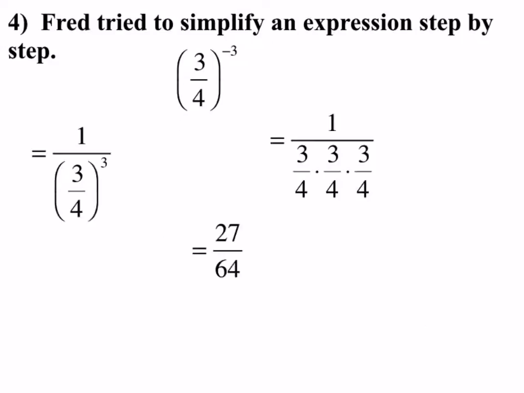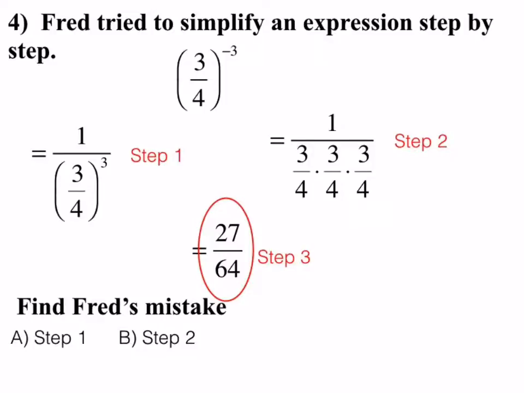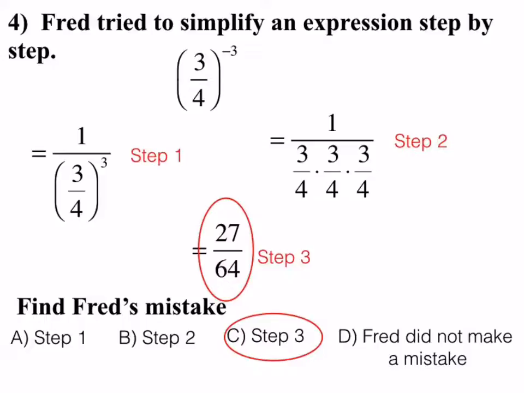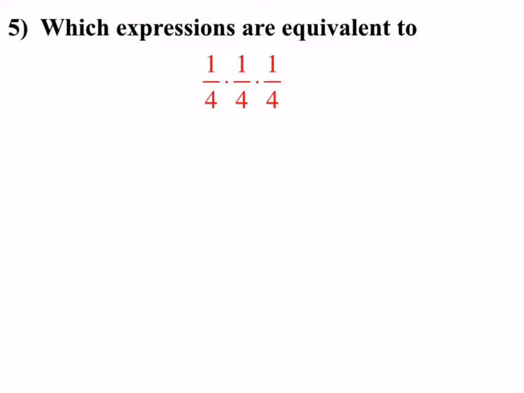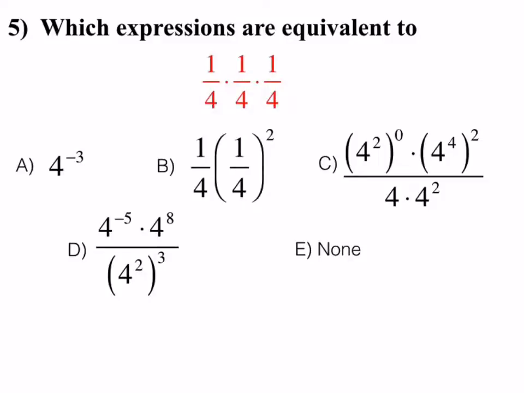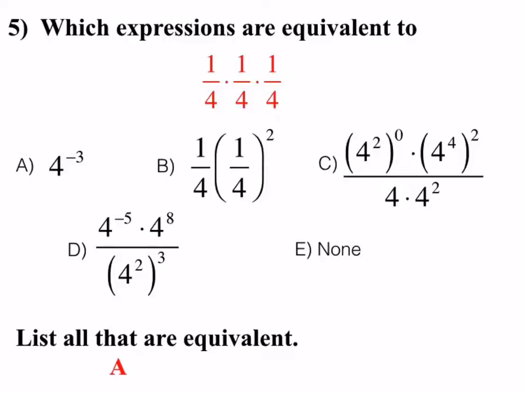Number 4, we have this. And Fred tried to simplify an expression step by step. Those are the steps. He's claiming that 27/64 is the answer. And it is not the answer. Step number 3 is where the mistake is there. And then number 5 changed it up a little bit. You're trying to find all of the expressions that are equivalent to 1/4 times 1/4 times 1/4. Well, A is, B is, D is, and of course that would be it.